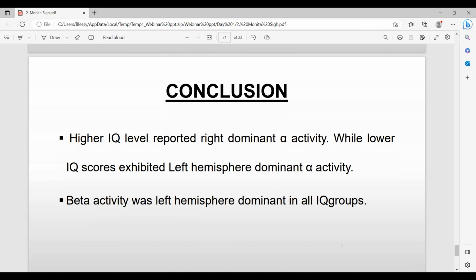So the conclusion of the present study was that the higher IQ levels reported right dominant alpha activity, while lower IQ scores exhibited left hemisphere dominant alpha activity. Beta activity was left hemisphere dominant in all the IQ groups.